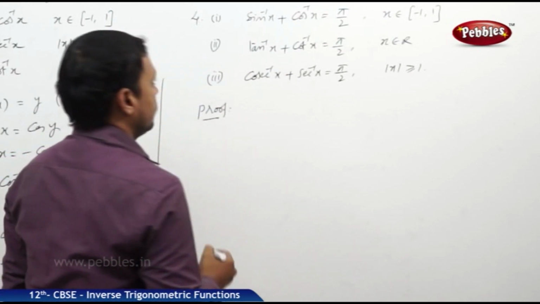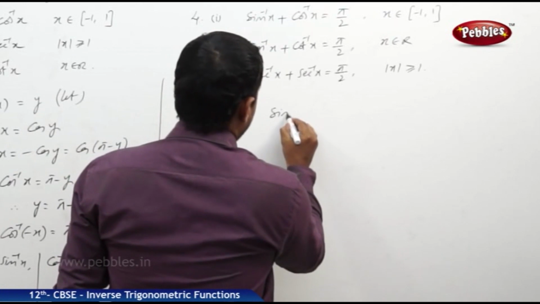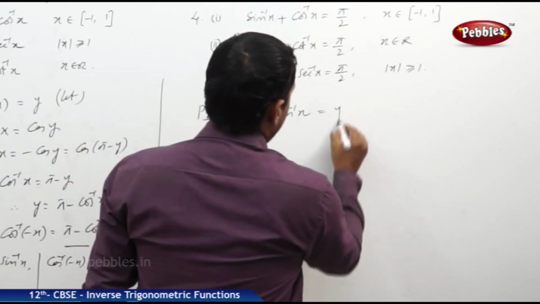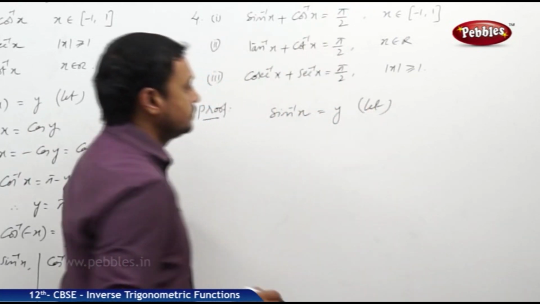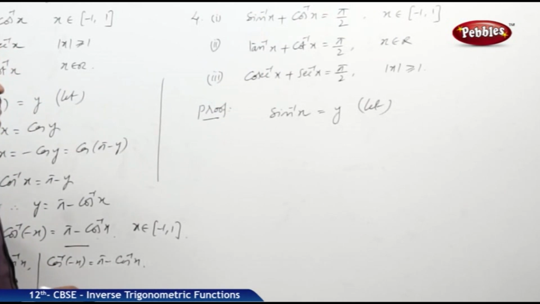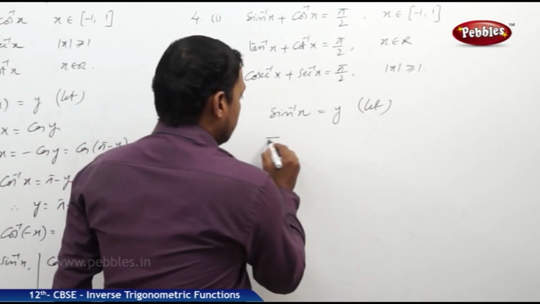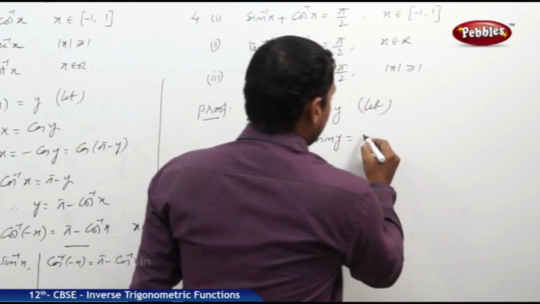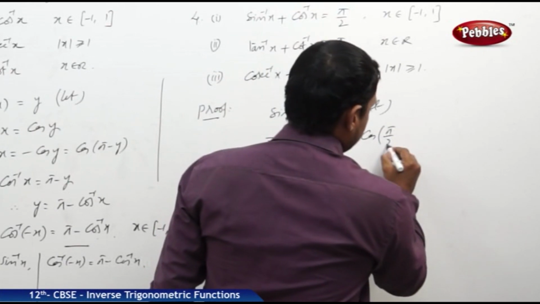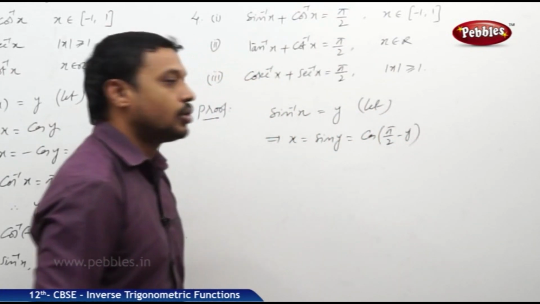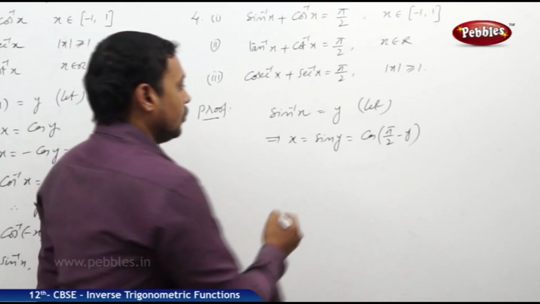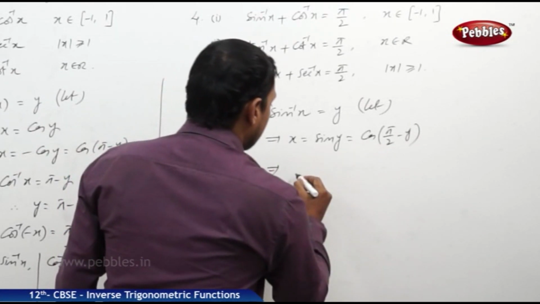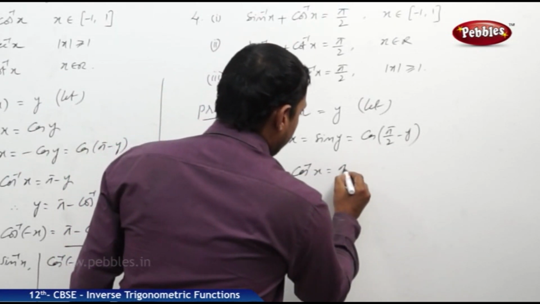Now, let us prove the first one. Let us consider sin inverse x is equal to some y. Therefore, x is equal to sin y. But you know, sin y is equal to cos of pi by 2 minus y. Sin theta is equal to cos pi by 2 minus theta. So sin y is equal to cos pi by 2 minus y, and this leads that cos inverse x is equal to pi by 2 minus y.